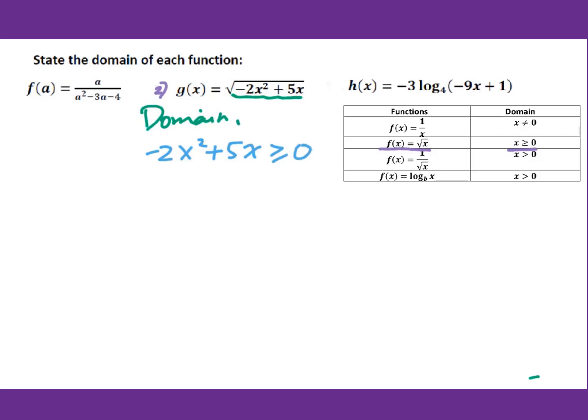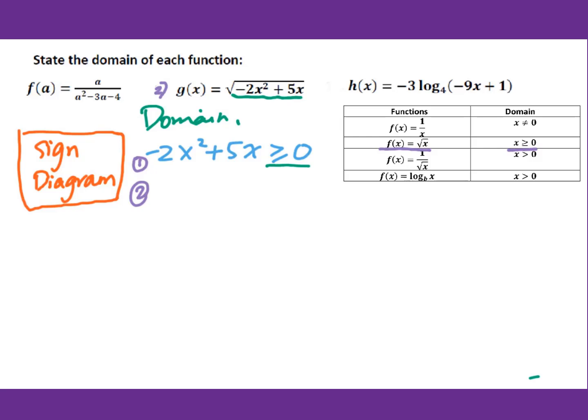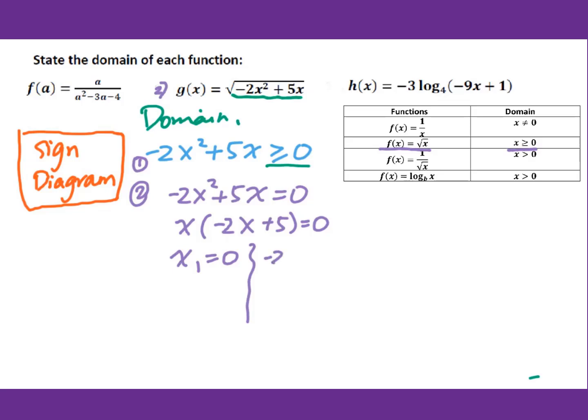Since this is a quadratic inequality, we need to use a sign diagram to solve. What's a sign diagram? First of all, you need to set up greater than 0 or less than 0. That's your first step. Second step, you need to solve the roots. So negative 2x squared plus 5x equal to 0. The common factor is x, so x times negative 2x plus 5 equals 0. Therefore, you get x1 equal to 0 and negative 2x plus 5 equal to 0. Then you solve for this one, x2 equals 5 over 2.